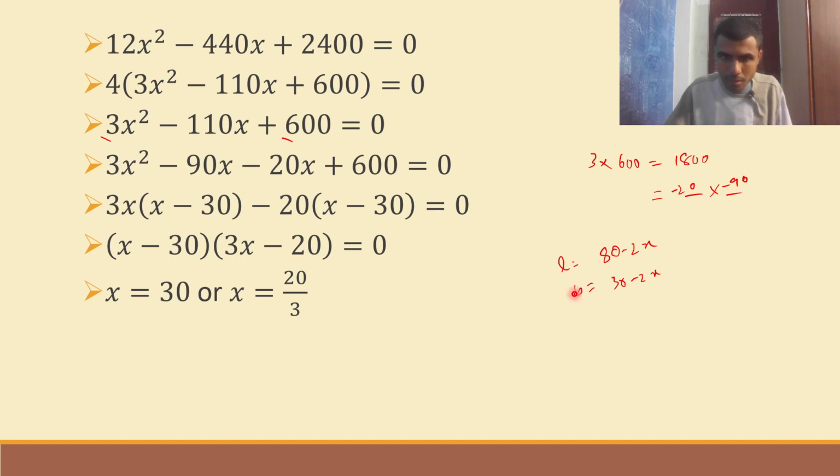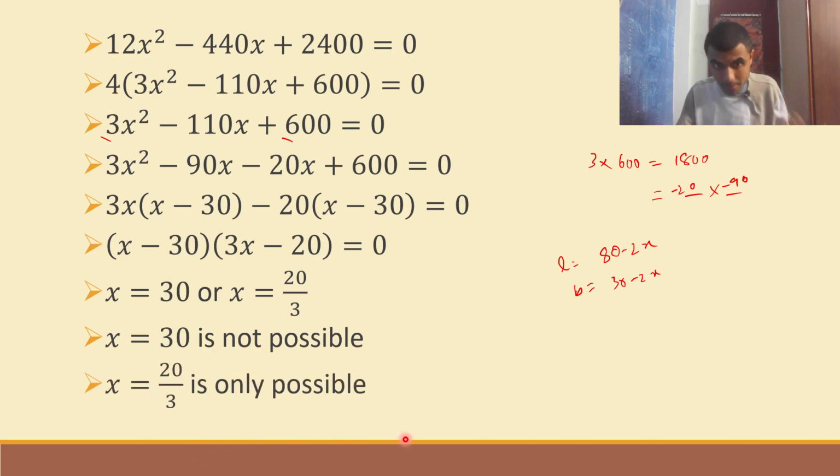Now let's say x is 30. What will be the breadth when x is 30? Breadth will be 30 minus 2 into 30, which is 30 minus 60, which is minus 30. Can breadth be negative? No, not possible. So x equal to 30 is not possible. So x equal to 20 by 3 is the only possibility.